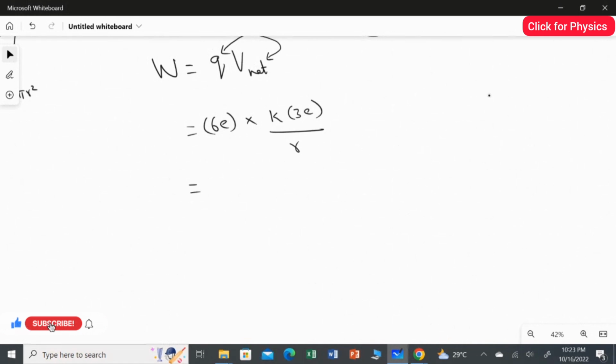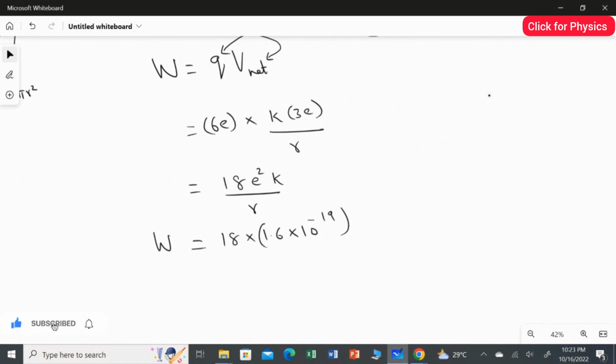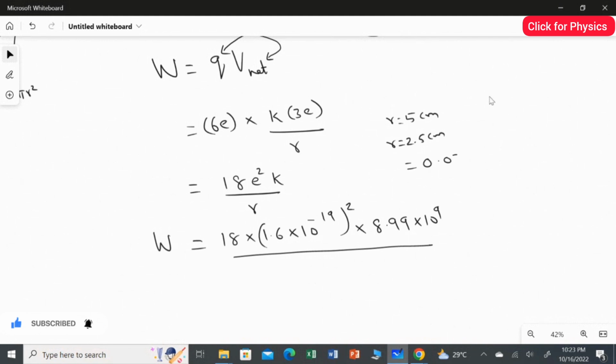So here 6 multiplied by 3 is 18 E square multiplied by K over R. Now I am going to substitute the values: 18 multiplied by 1.6 times 10 to the power of minus 19 whole square, multiplied by the Coulomb constant 8.99 times 10 to the power of 9, divided by half of 5, which is 2.5 centimeter. Am I right? Here I have to convert this value into meters, which is 0.025.